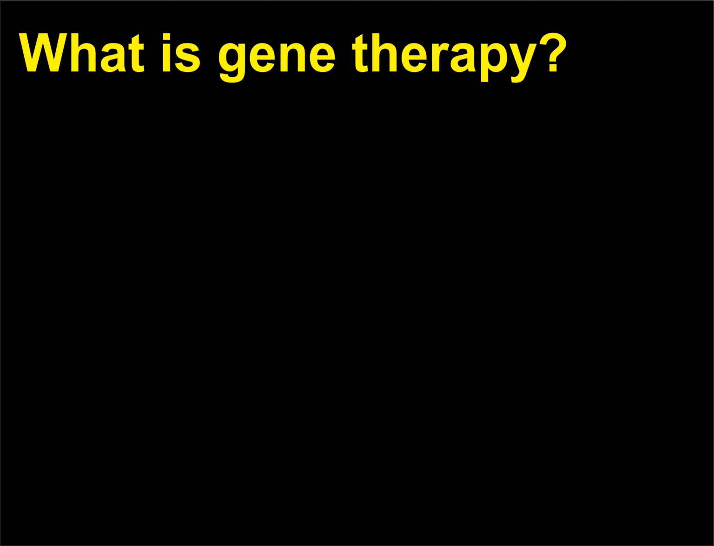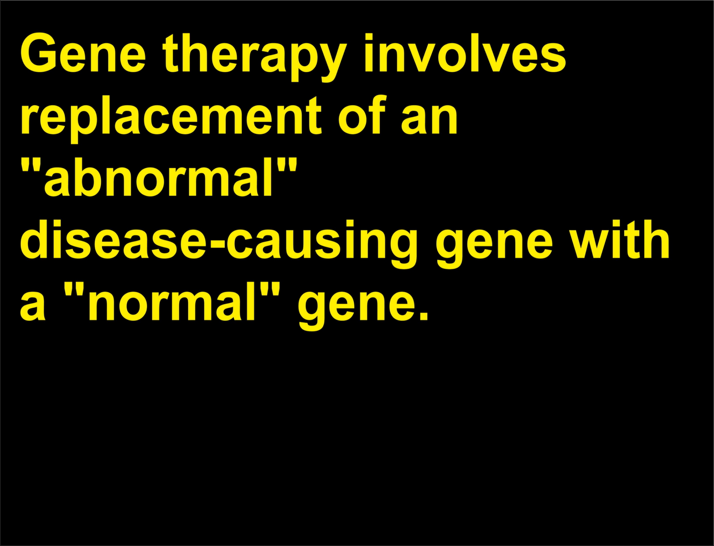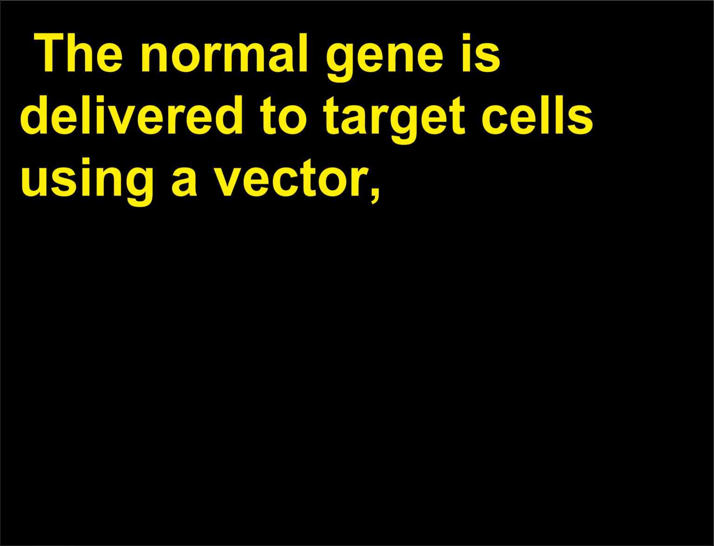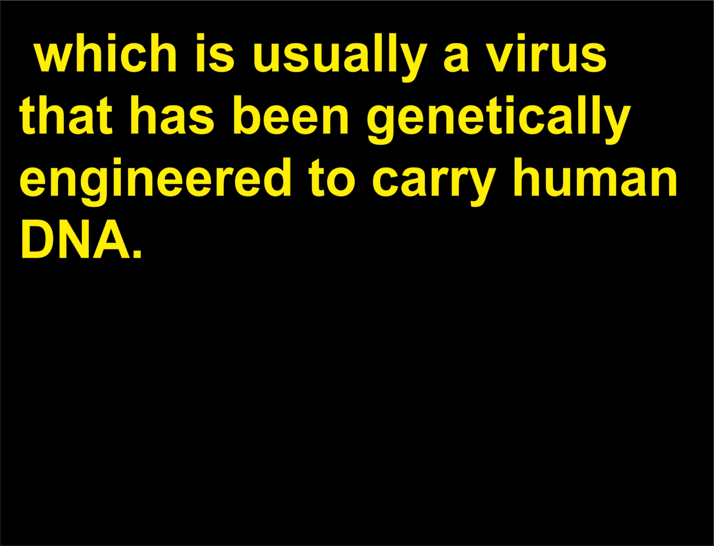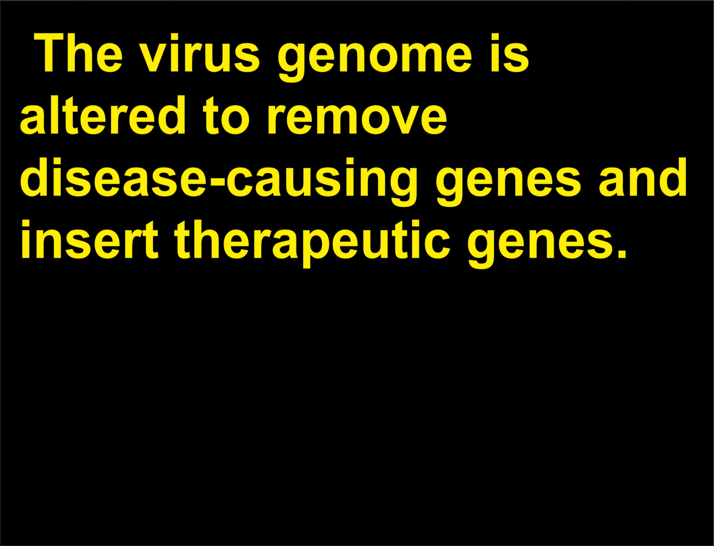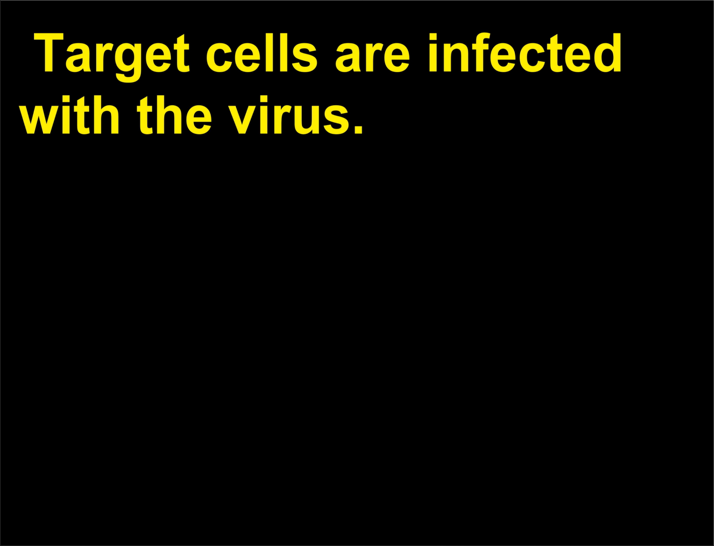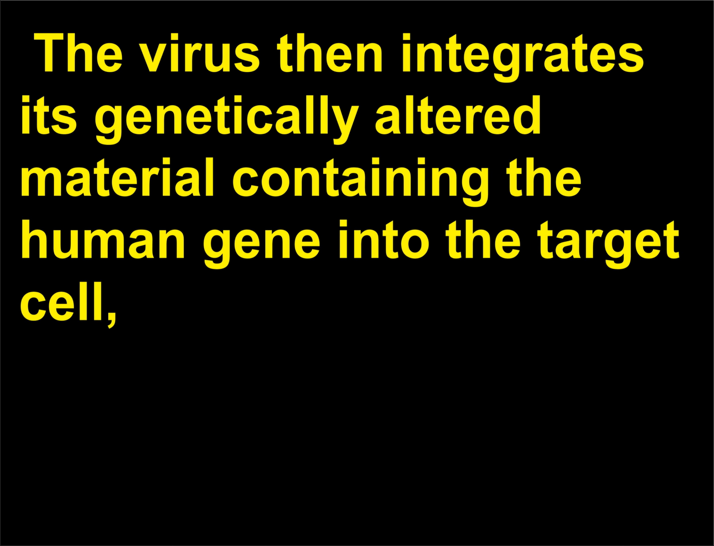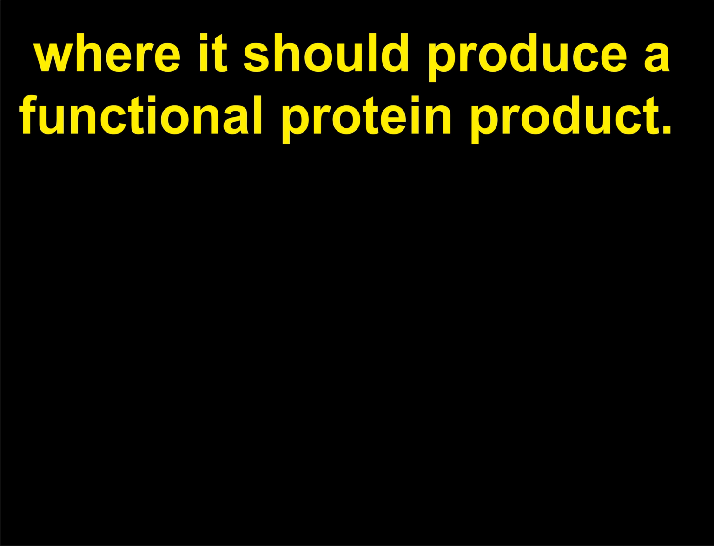What is gene therapy? Gene therapy involves replacement of an abnormal disease-causing gene with a normal gene. The normal gene is delivered to target cells using a vector, which is usually a virus that has been genetically engineered to carry human DNA. The virus genome is altered to remove disease-causing genes and insert therapeutic genes. Target cells are infected with the virus. The virus then integrates its genetically altered material containing the human gene into the target cell, where it should produce a functional protein product.